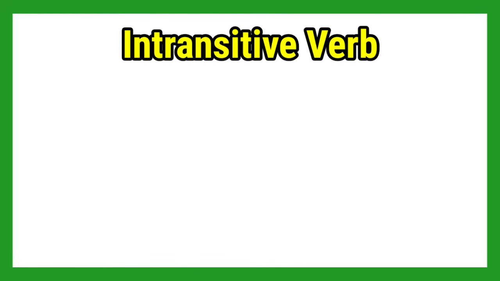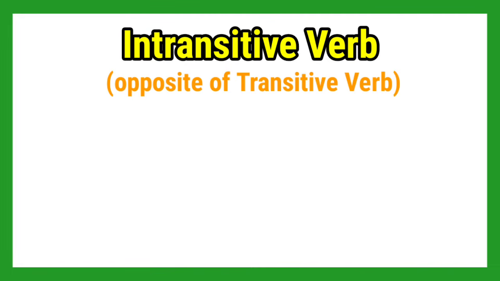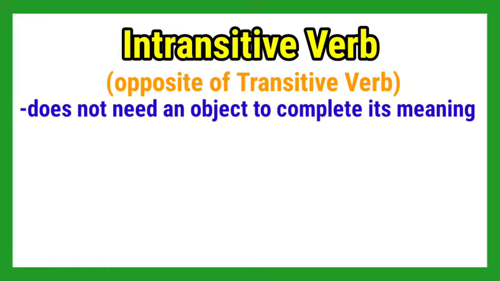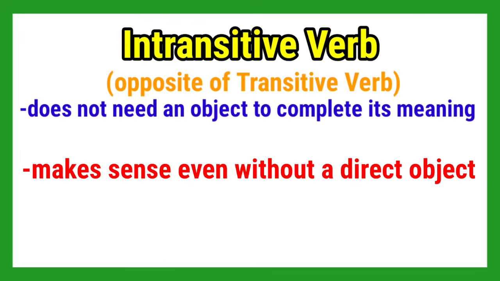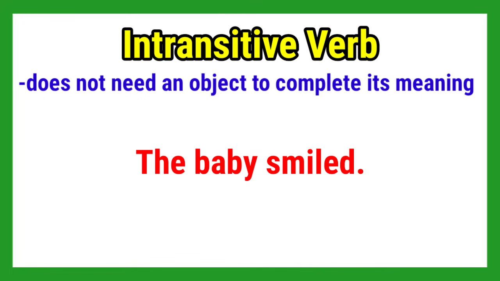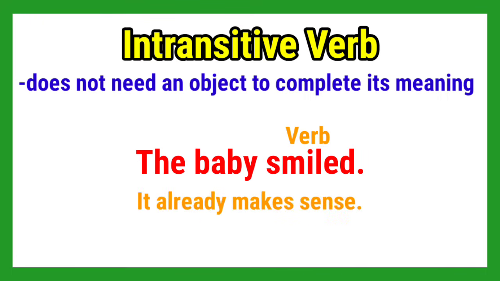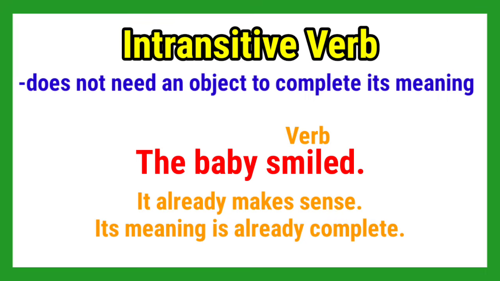An intransitive verb is simply the opposite of transitive verb, meaning it does not need an object to complete its meaning. It makes sense on its own, even without a direct object. Let's take this as an example. The baby smiled. The verb in the sentence is smiled. Does it have an object? No. And as you can notice, even if it has no object, this group of words already makes sense. Its meaning is already complete.